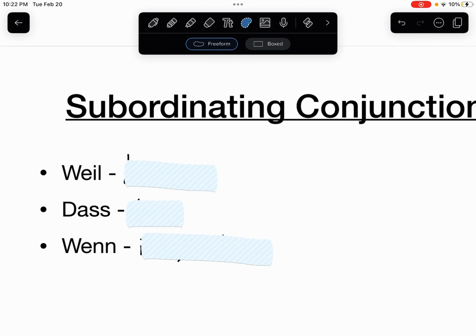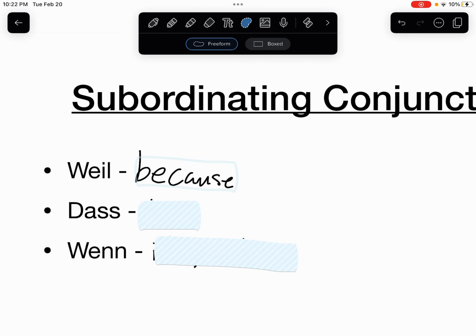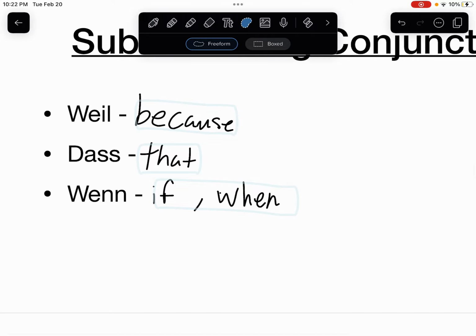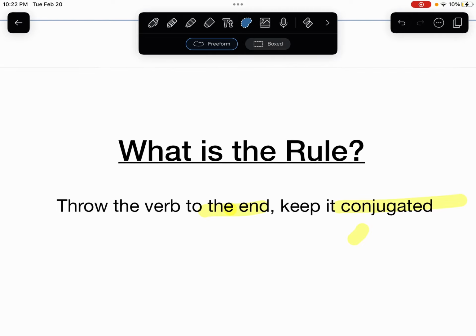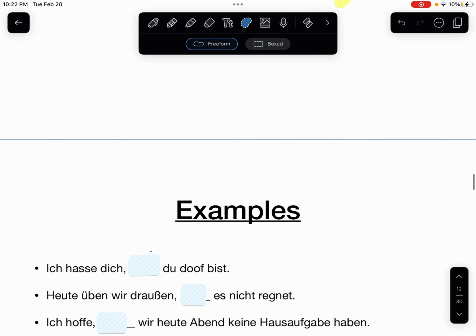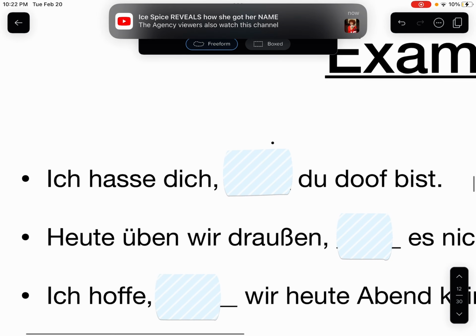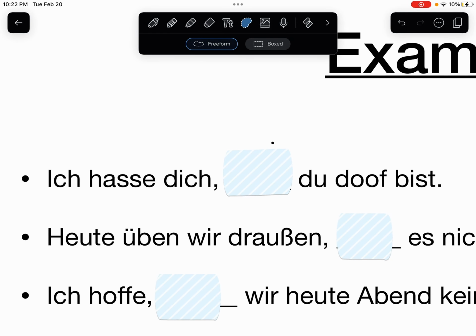Now let's do subordinating conjunctions. We have weil, meaning because, dass, meaning that, and wenn, meaning if most of the time, and sometimes meaning when. What is the rule? You throw the verb to the end of the sentence, and you keep it conjugated. Some examples. Ich hasse dich, weil du doof bist.